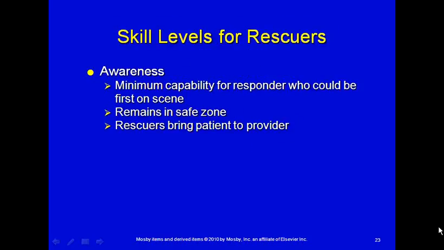Awareness is the minimum capability for responders who could be first on scene. You remain in a safe zone. Rescuers will bring the patient to the provider, and this is very similar to the hazmat awareness, where you kept your distance from the scene and people with hazmat training would go in and bring you the patient.